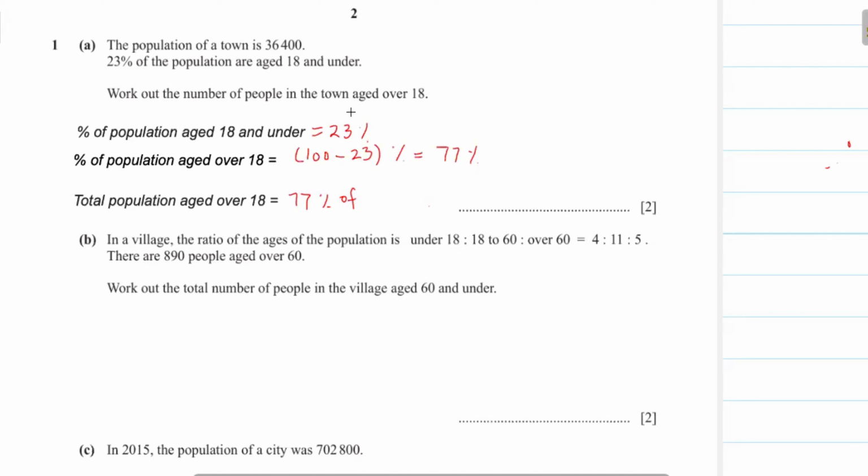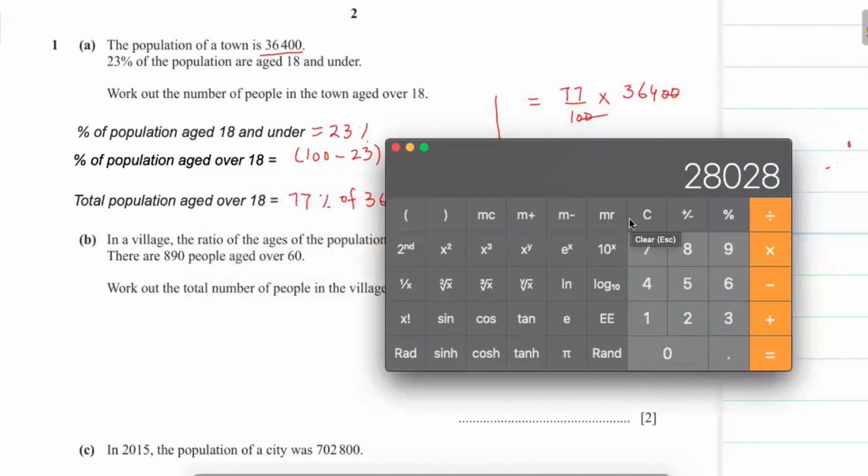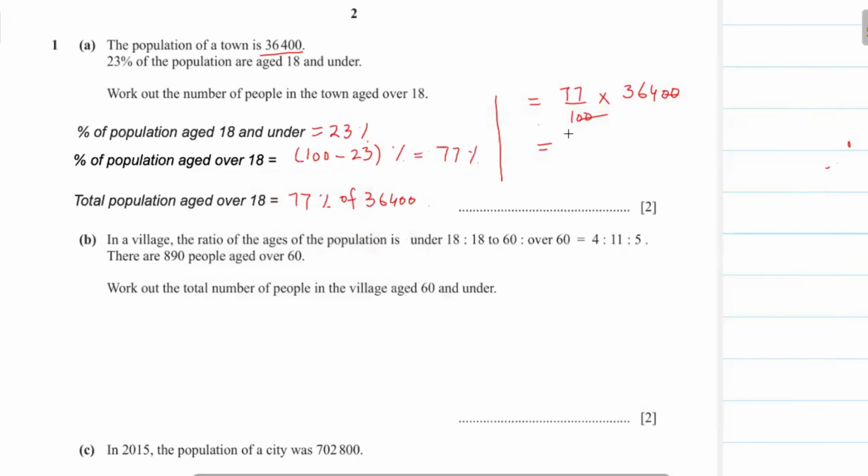The total population here is 36,400. We write here 36,400. And 77%, we can write as 77 over 100 multiplied by 36,400. This will be equal to 28,028. We write here 28,028, and this is the answer.